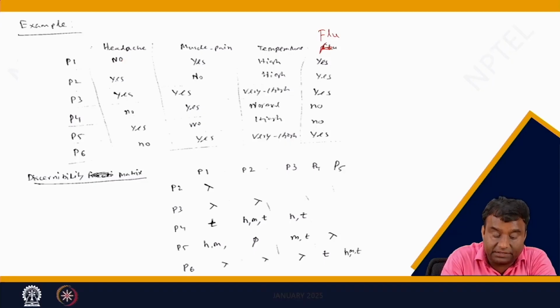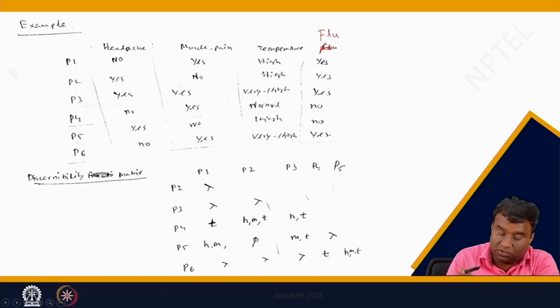For P1, headache is no, muscle pain is yes, temperature is high, flu is yes. For P2, headache is yes, muscle pain is no, temperature is high, flu is yes. For P3, headache is yes, muscle pain is yes, temperature very high, flu yes. For P4, headache is no, muscle pain is yes, temperature is normal, flu is no. For P5, headache is yes, muscle pain is no, temperature is high, flu is no. For P6, headache is no, muscle pain is yes, temperature is very high and flu is yes.